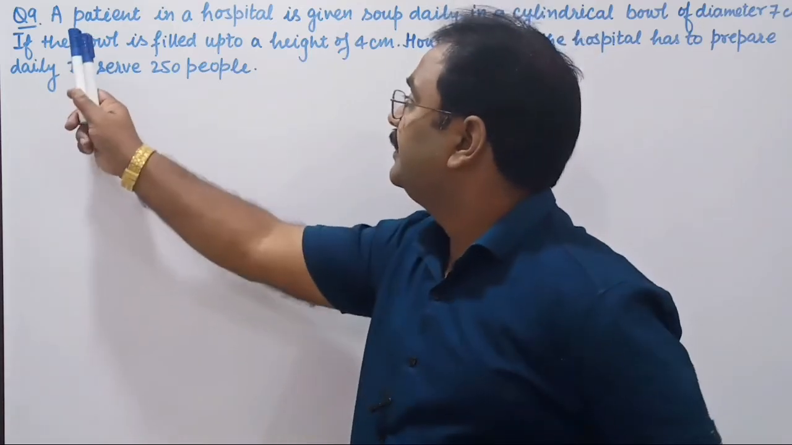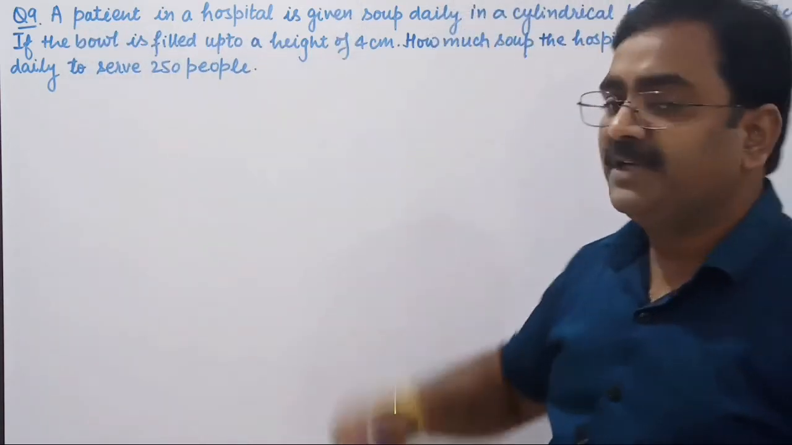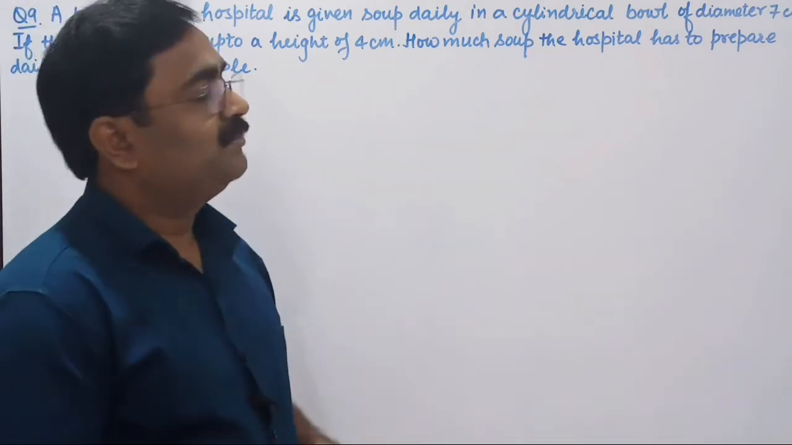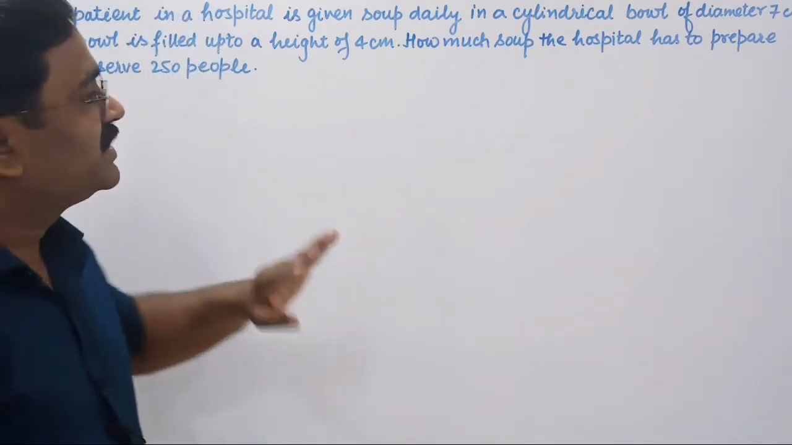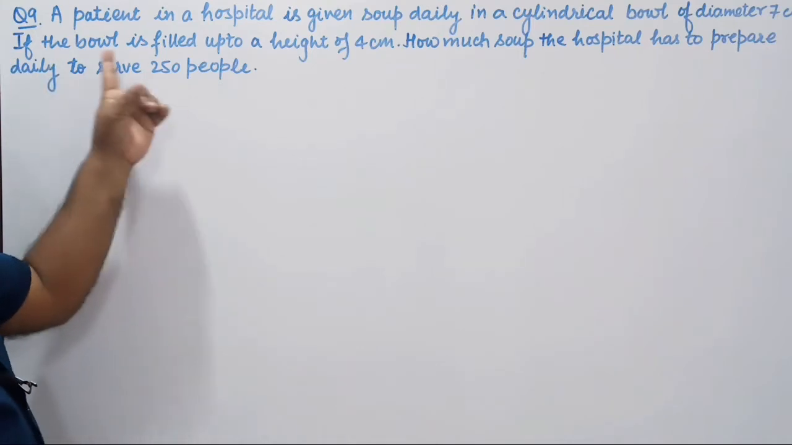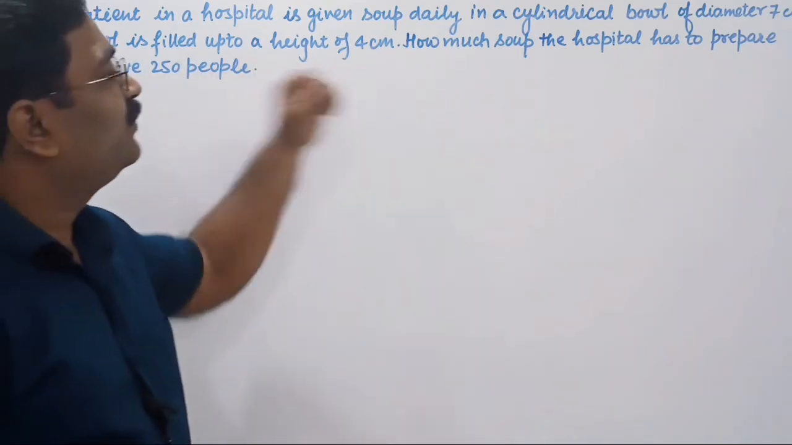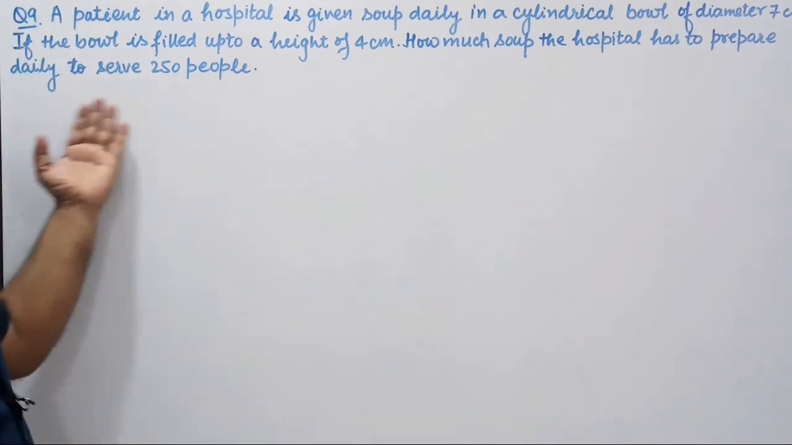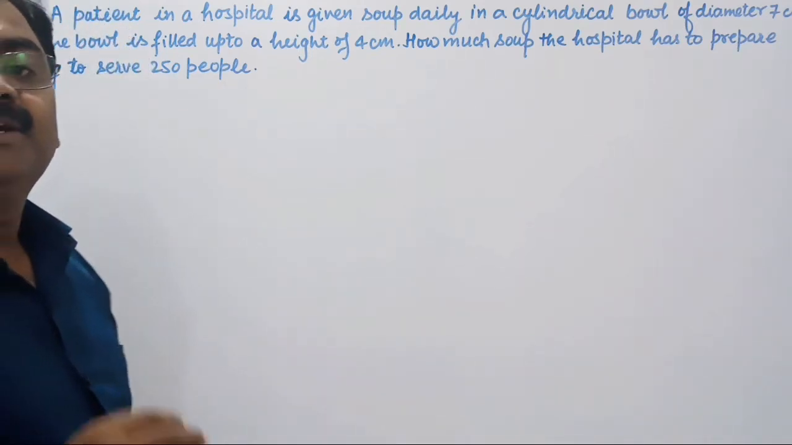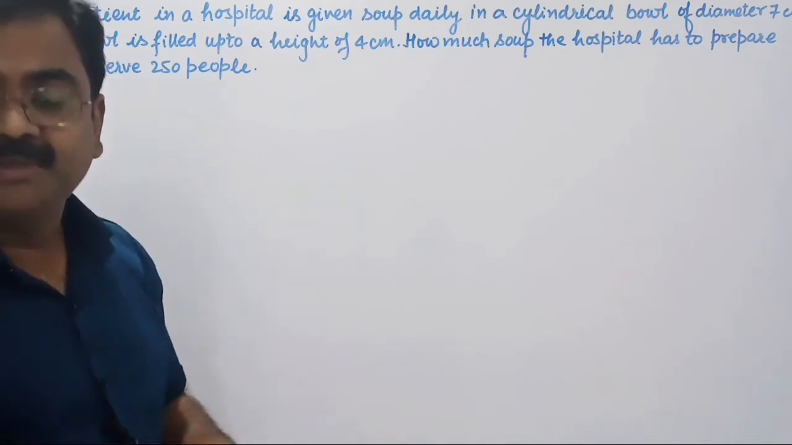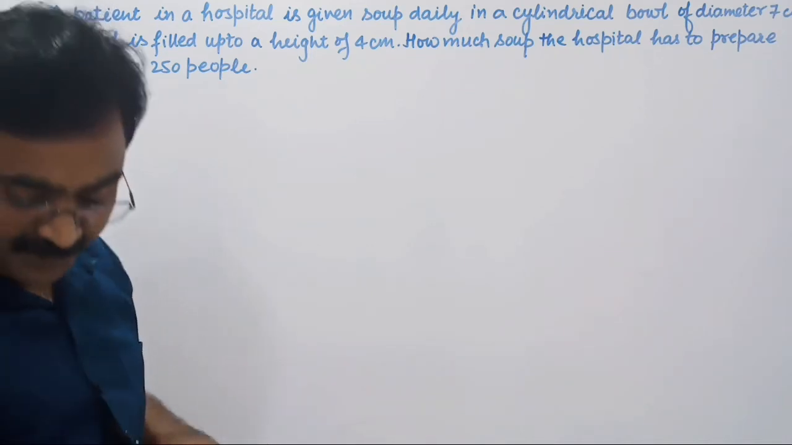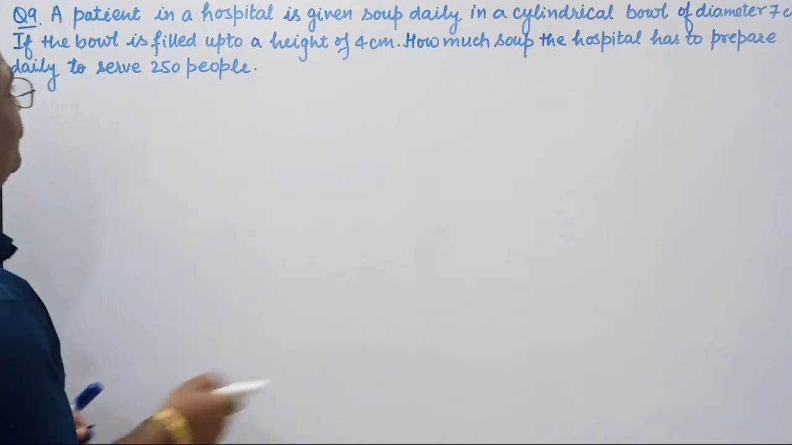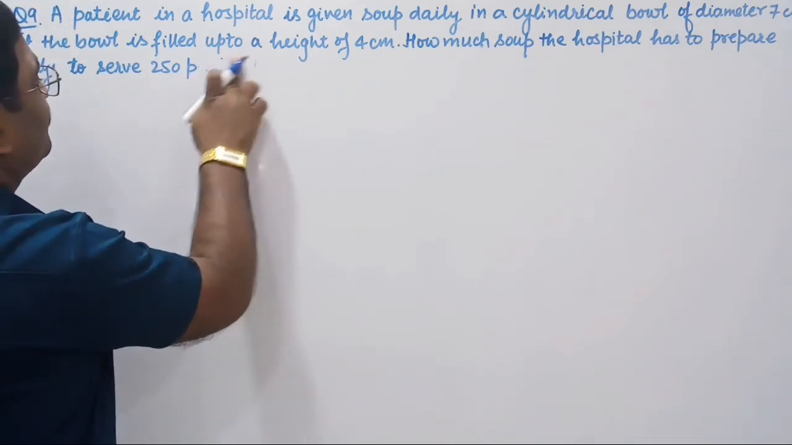In this it is given: a patient in a hospital is given soup daily in a cylindrical bowl of diameter 7 cm. If the bowl is filled up to the height of 4 cm, how much soup does the hospital have to prepare daily to serve 250 patients? 250 patients it is.